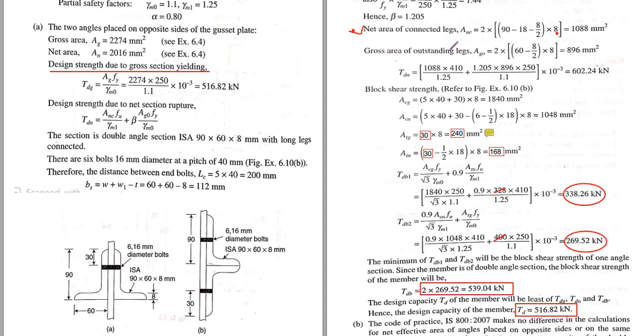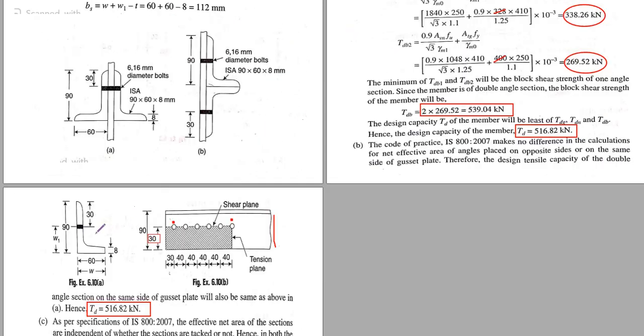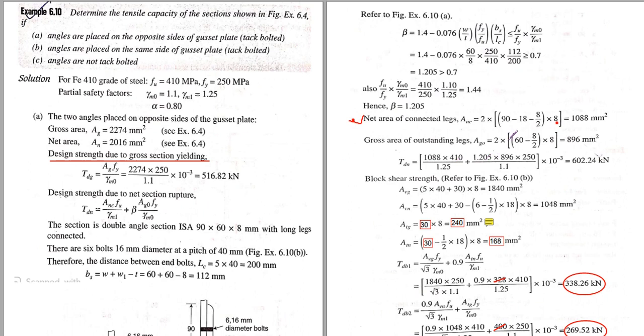Then the gross area of the outstanding leg. So what will be the area for this outstanding leg? It should be 60 minus t by 2 into 8. So 60 minus t by 2, t is 8, so 8 by 2 into 8, so 896. Okay, 2 into this. So now ANC is found. Then AGO is also found. Then you have to find this beta.